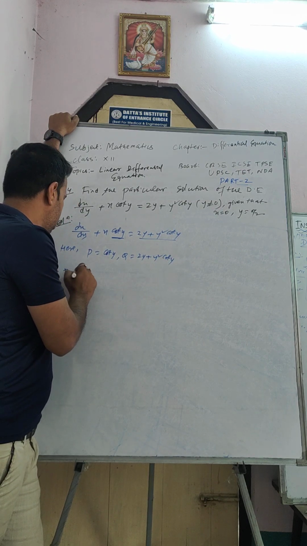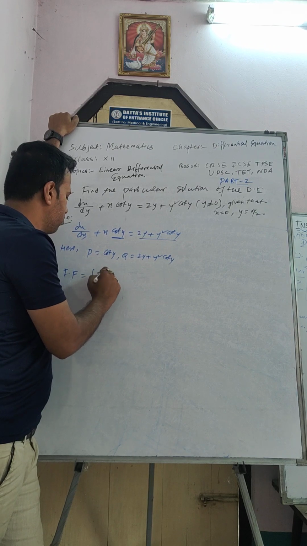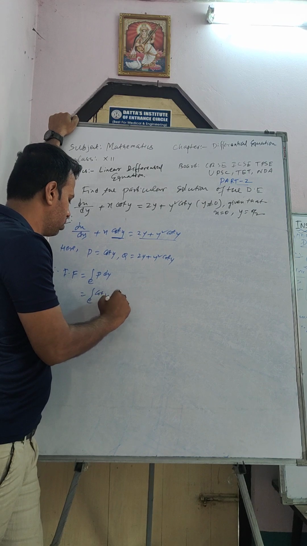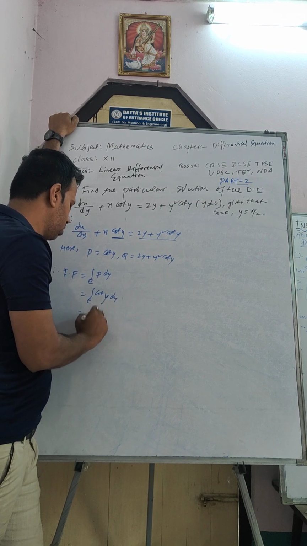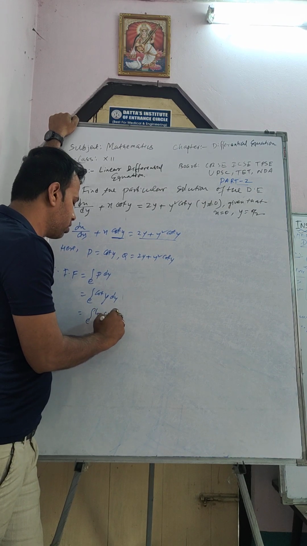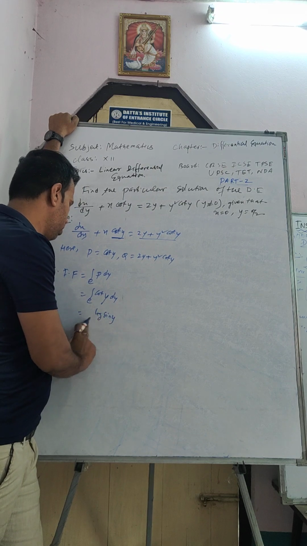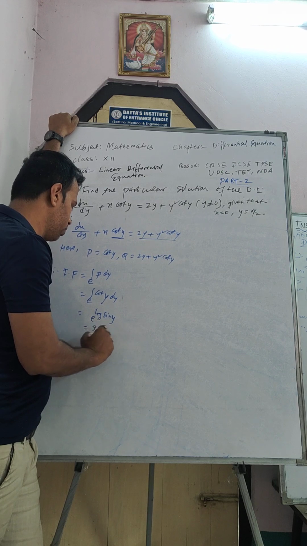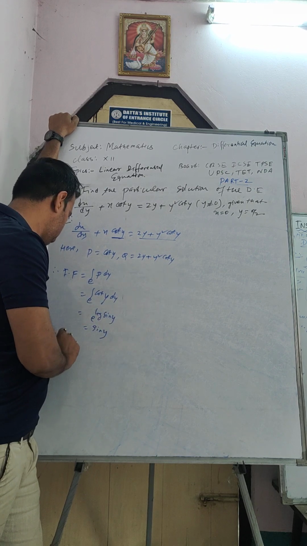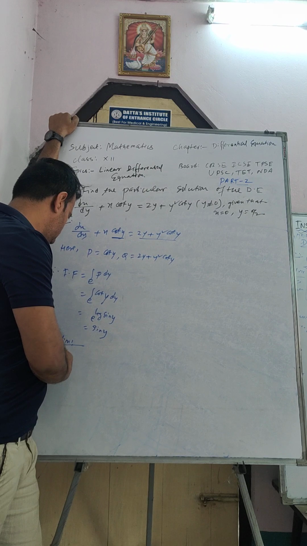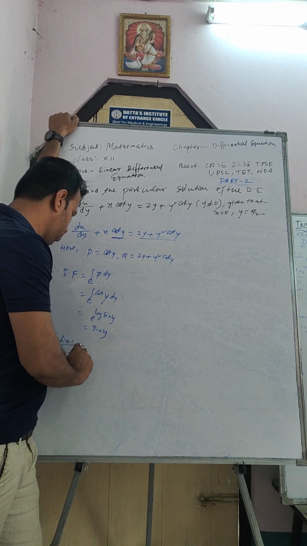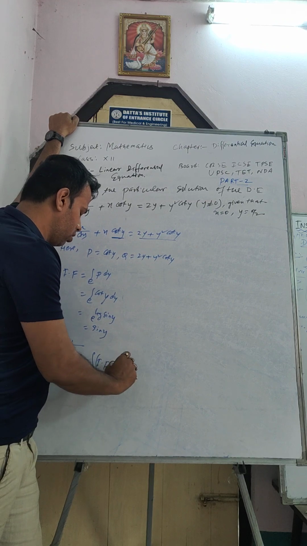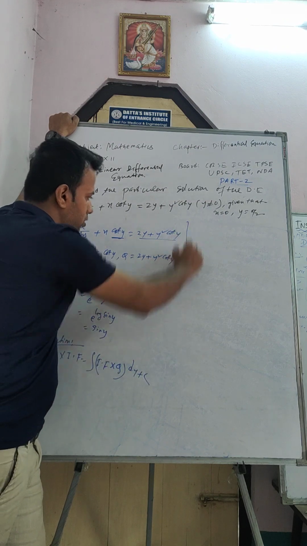Now we have to find out the integrating factor. It is e to the power integral p dy, e to the power integral cot y dy. So what is the value of integral cot y? This is log sin y. E to the power integration will be log sin y. So e and log will cancel out, so sin y will be the integrating factor. Now the solution: x into IF equal to integral of IF into q dy plus c.